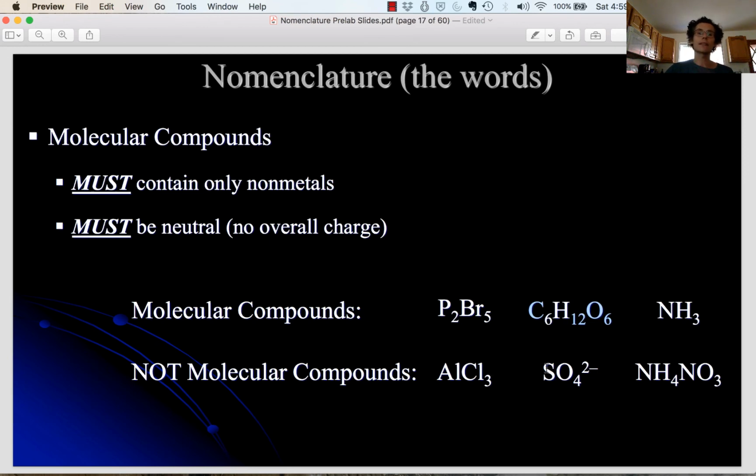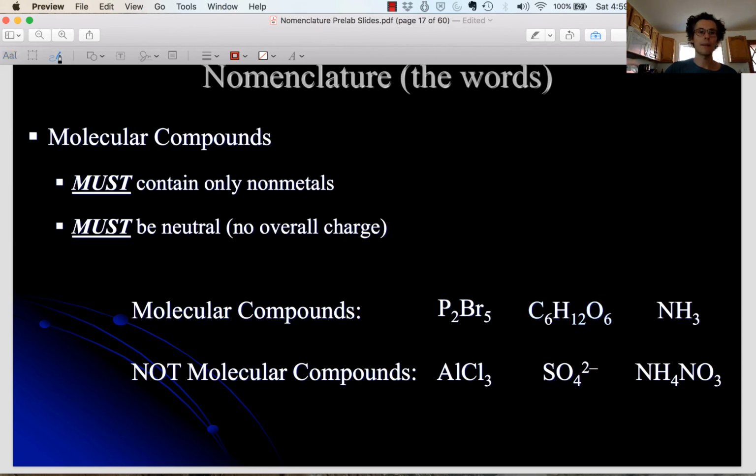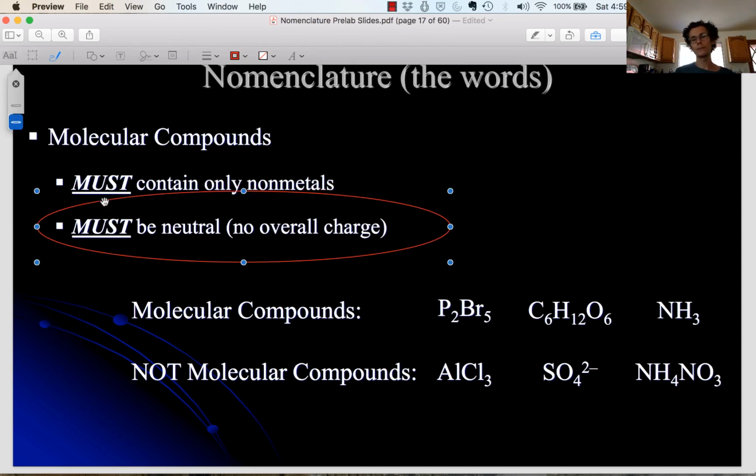Ions are not considered molecular compounds or covalent compounds because they're charged. One thing we notice with all of these types of compounds, molecular is not an exception, is that overall the charge is neutral. And so ions are not going to be considered molecules. They're not molecular compounds or covalent compounds.